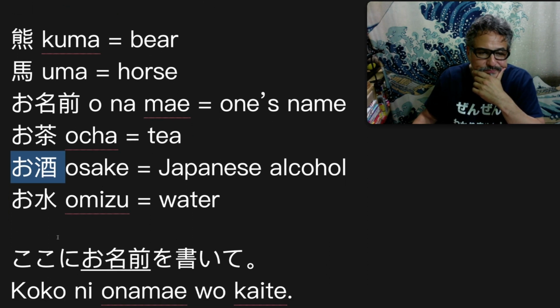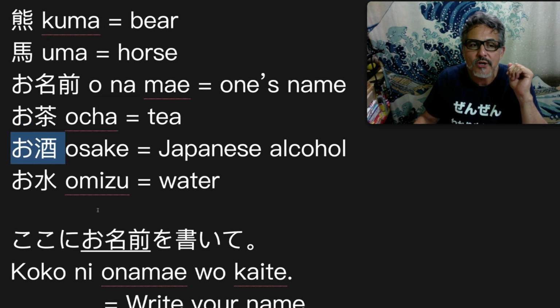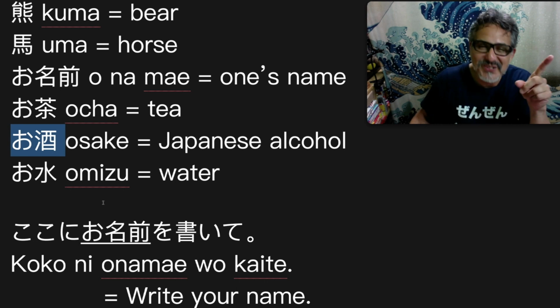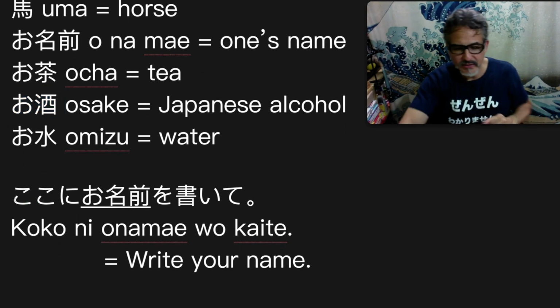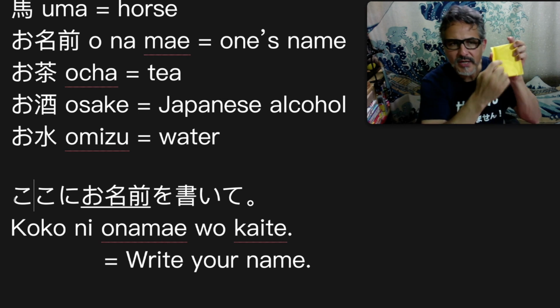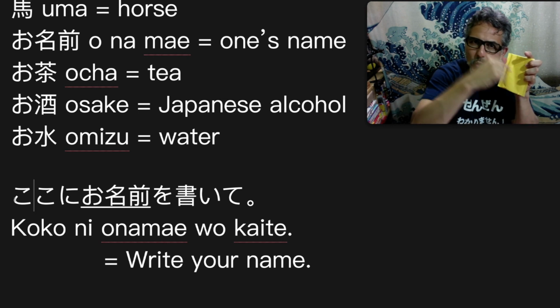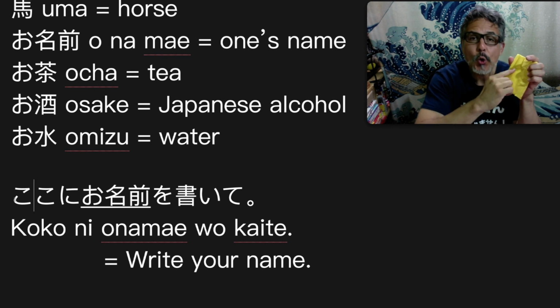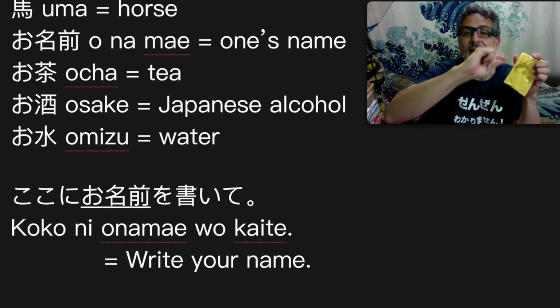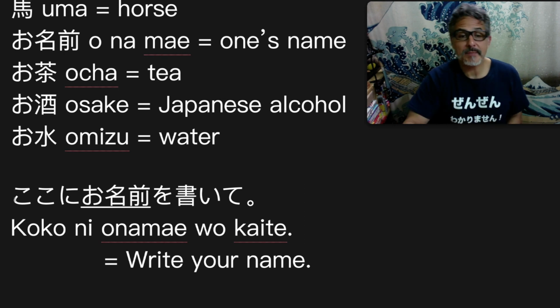And omizu. Now in this case, we want to say write your name here. Instead of saying over there, write it here. If I give you a piece of paper, write your name here. Okay, so koko ni, onamae o kaite. Write your name here.